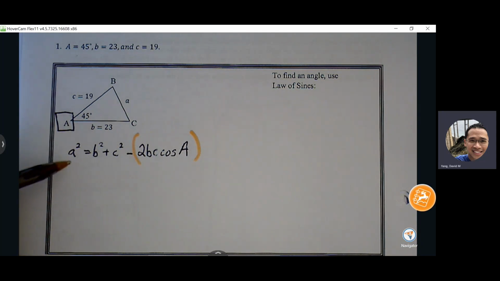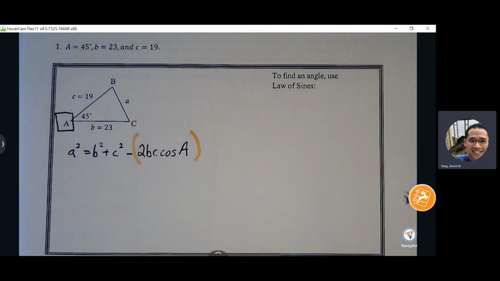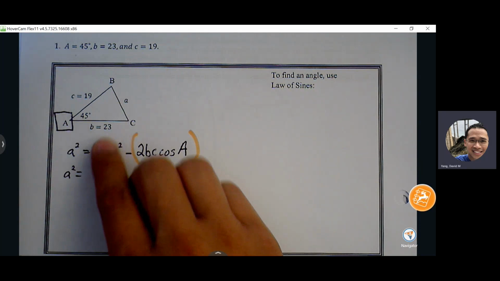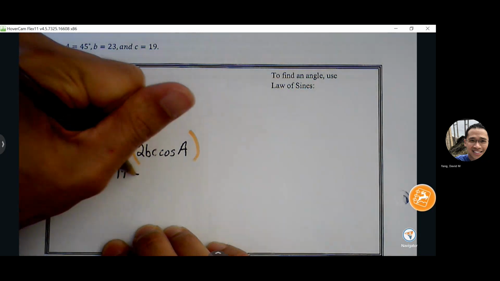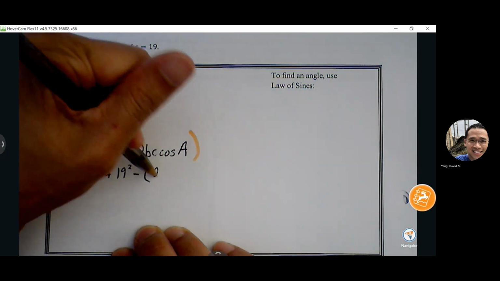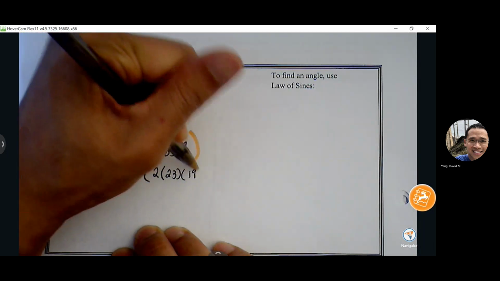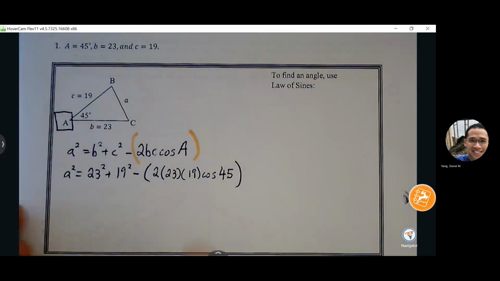The nice thing about side angle side is everything is ready for you to plug in. You have your B, you have your C, you have your 2bc, you have your cosine A, and everything just goes on the right side of your formula. B squared. Make sure you're in degree mode to start entering all this into your calculator.